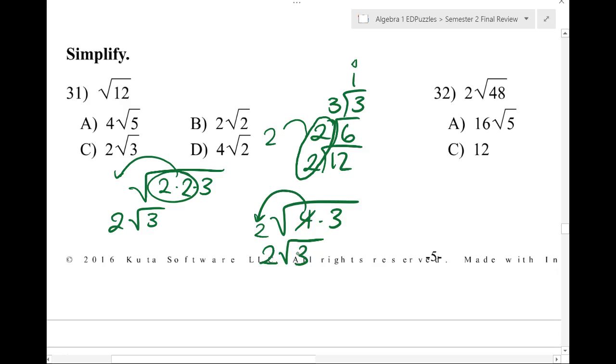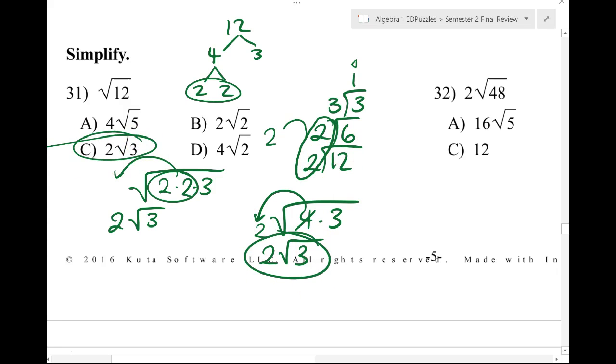Another way to do this is you take the 12 and you just break it down. I know 4 times 3 is 12, and then I can break down 4, that's 2 times 2. And again, circle at the end of the branches of your tree, circle groups of 2. And then you can do the same thing like I did with the birthday cake. Different ways to find the answer and get the same answer.